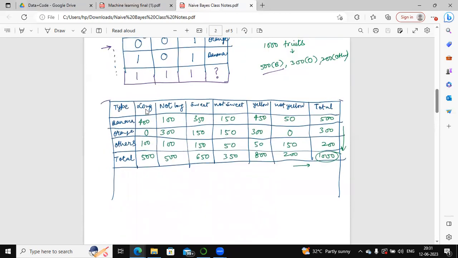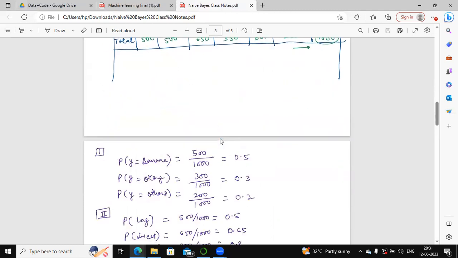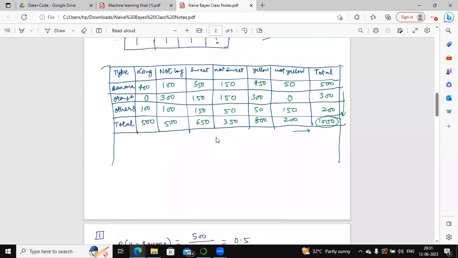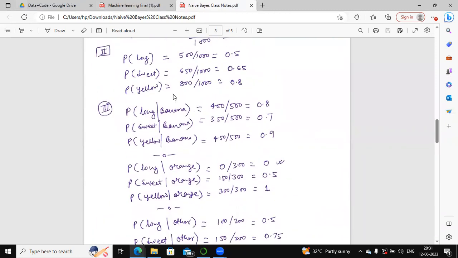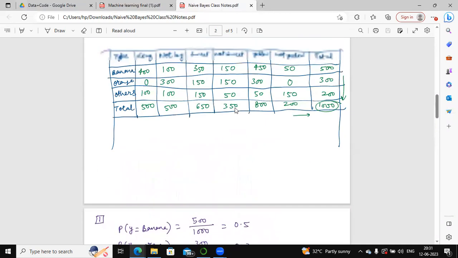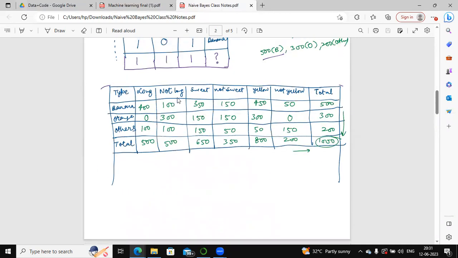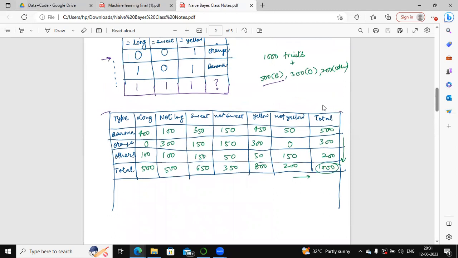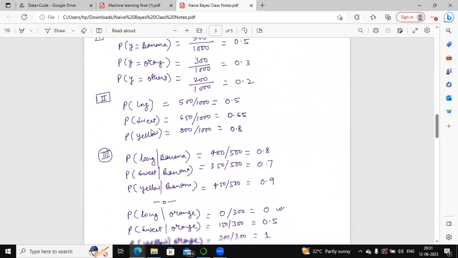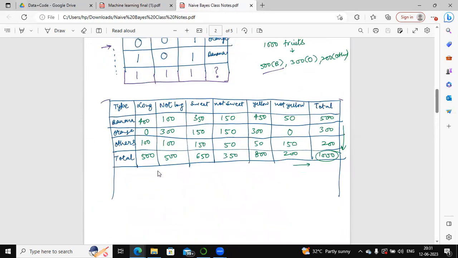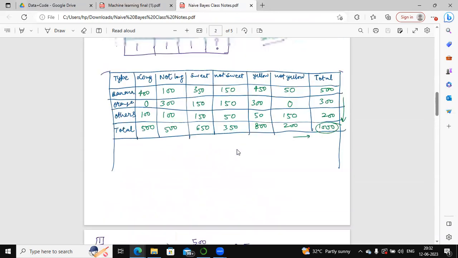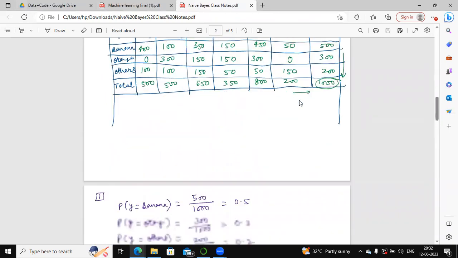Now the probability of long given banana. Why 500 and not 1,000? We are taking only bananas. The total bananas is 500 and long are 400 only, so 400 by 500. Probability of sweet given banana is 350 by 500. Probability of yellow given banana is 450 by 500.